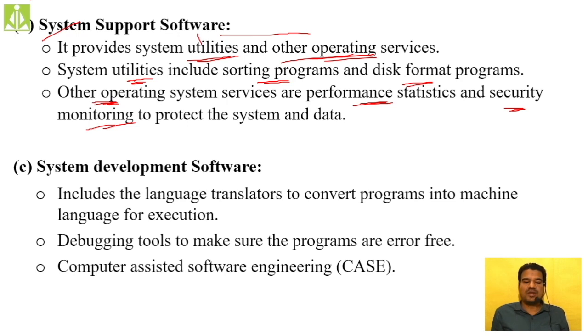Then we have computer aided software engineering. Computer assisted or computer aided software engineering, we call them CASE. In order to develop an application, generally we follow software engineering principles. All those software engineering principles we are going to have inside these types of software, computer assisted software engineering softwares. So hopefully you understood system development software: language translators, debugging tools, then CASE.